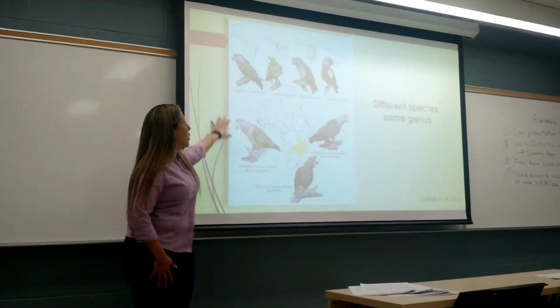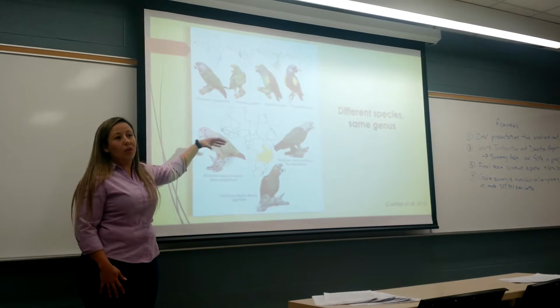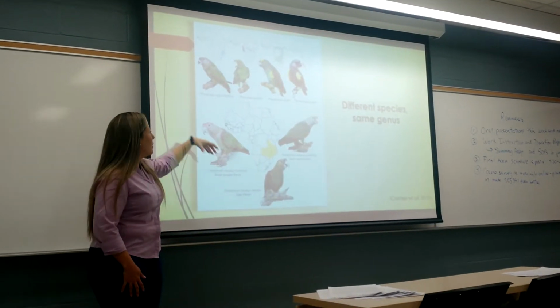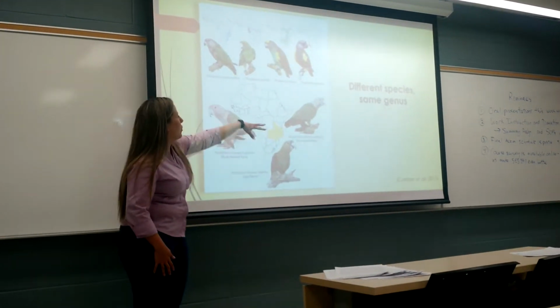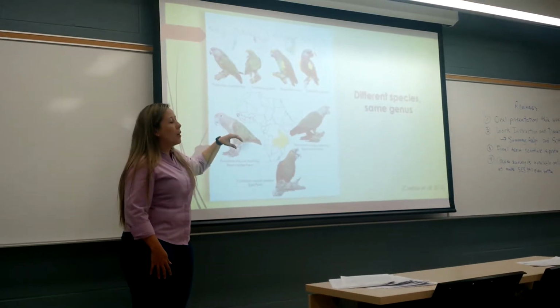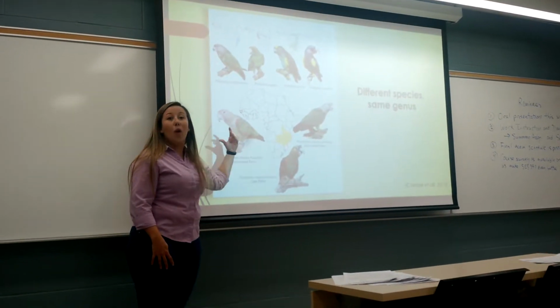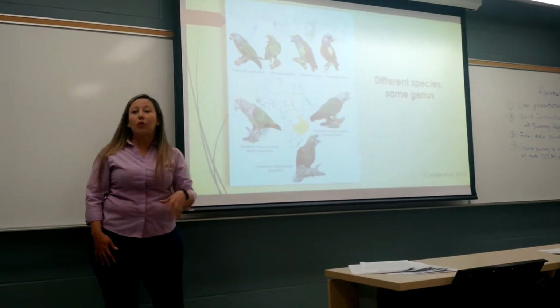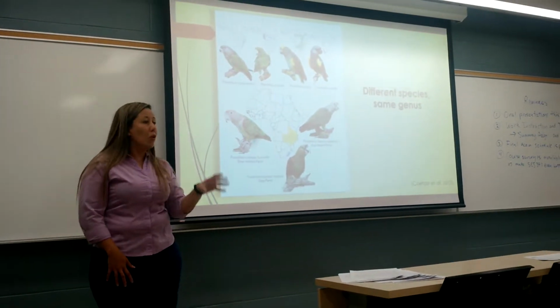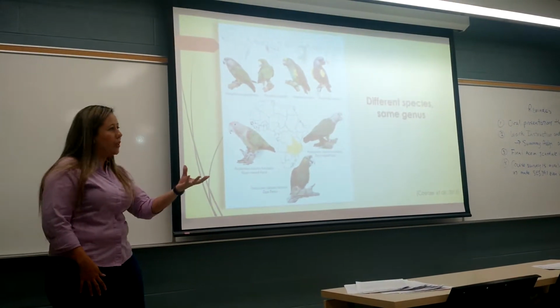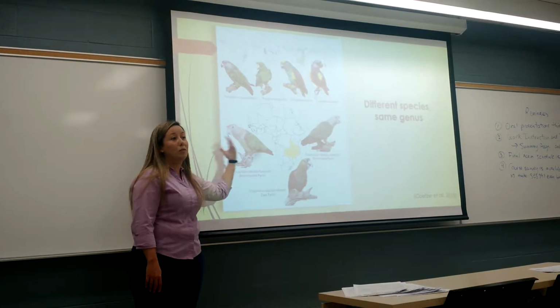Here you can see a lot of different birds, but they look the same. In some you see different beaks, and in other cases different feathers, but they are generally similar. Why are they similar? Because they belong to the same genus. They belong to the same genus, but they are different because they are different species.